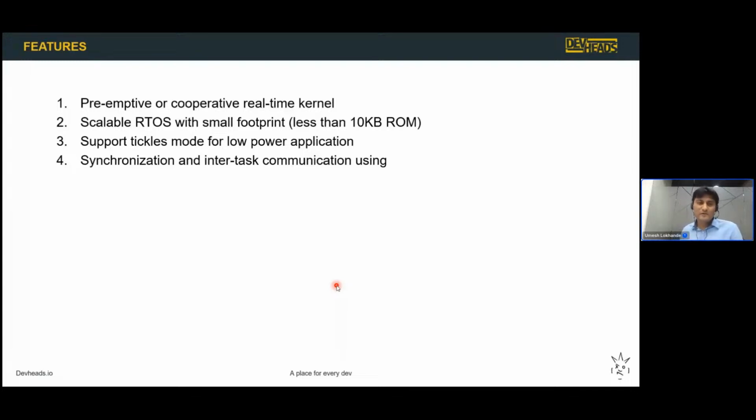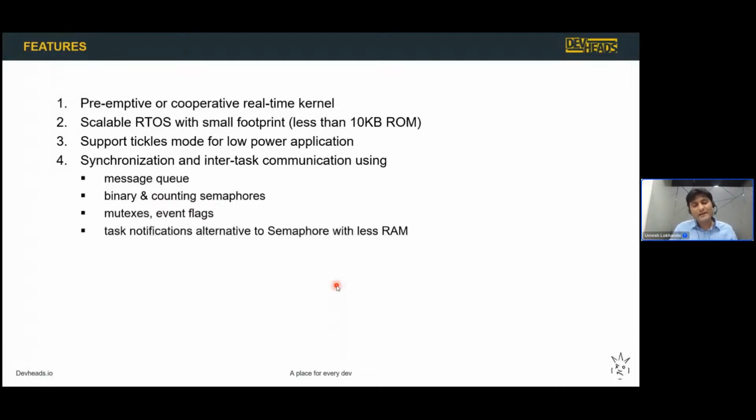And then synchronization and inter-task communication is possible using different features that FreeRTOS has to offer. So say, for example, message queue, you can use binary and counting semaphores, you can use a mutex, event flag, you can use task notification, or you can use message and stream buffers.